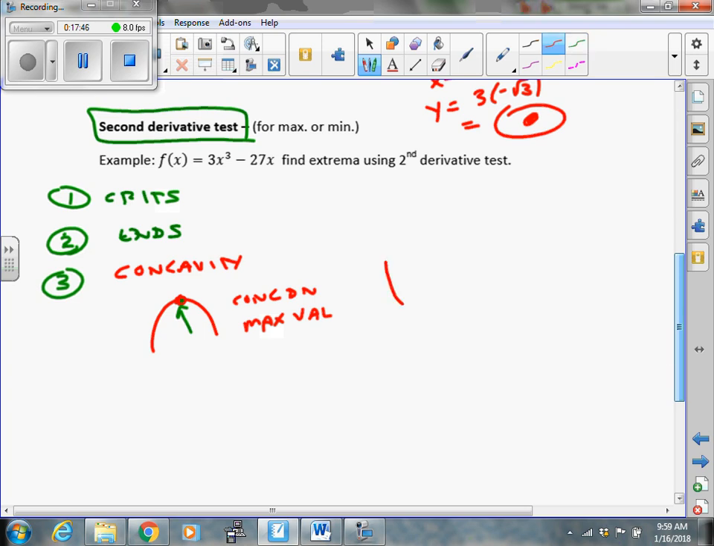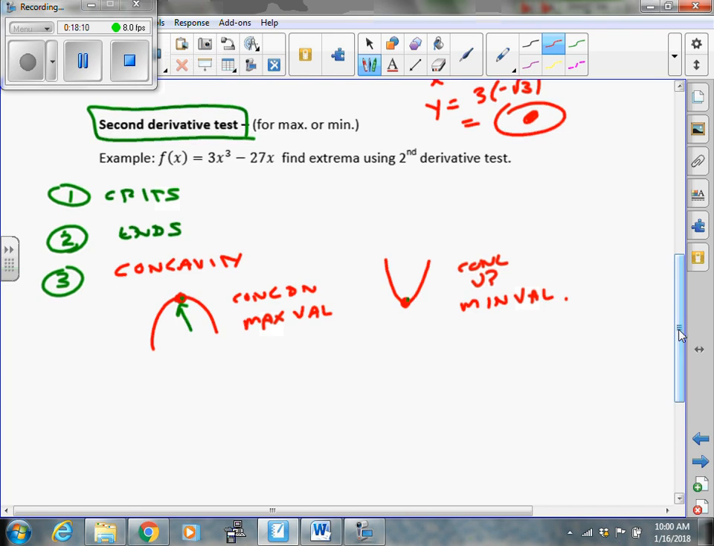Same way, if I have a crit point right there, and I look at that, I have a concave up. Therefore, it's a minimum value. So concave down yields a maximum value. A concave up region gives me a minimum value.